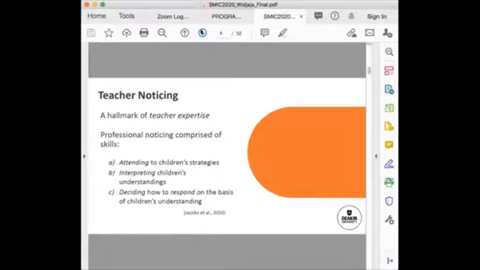The first part is attending to student strategies. The second component is interpreting students' understanding, or children's understanding. And the third one is deciding how to respond on the basis of their understanding of students' thinking or students' learning.